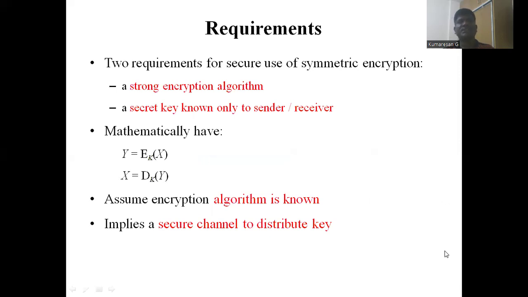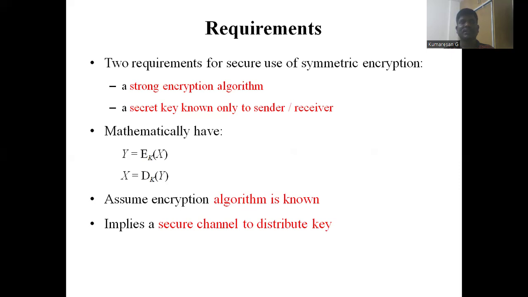Now let's see the basic requirements. There are two requirements for secure use of symmetric encryption. The first is a strong encryption algorithm, like DES or AES. The second is a secret key known only to the sender and receiver. Whenever keys are shared, there may be a possibility of hacking or modifying the keys. So these two basic requirements are very much needed for the symmetric encryption model.